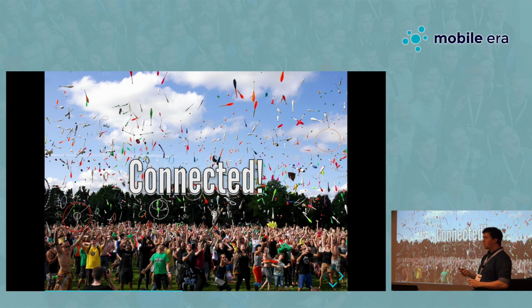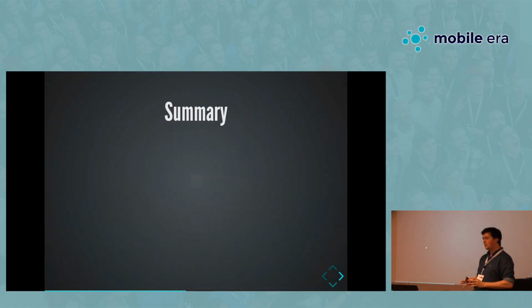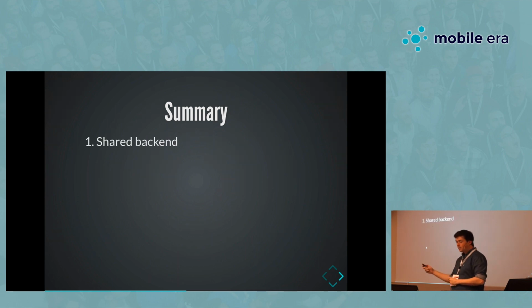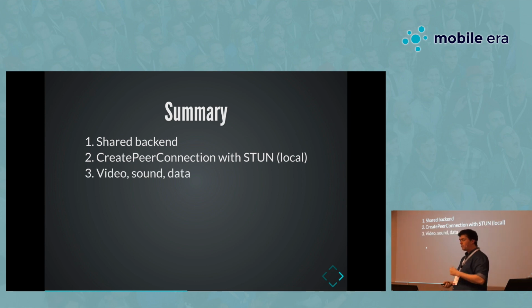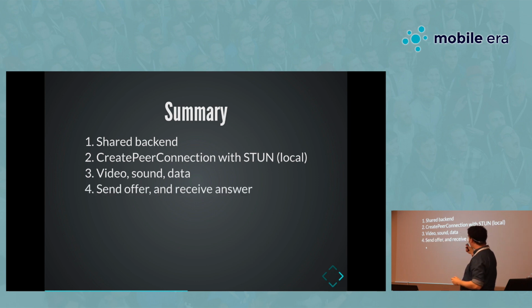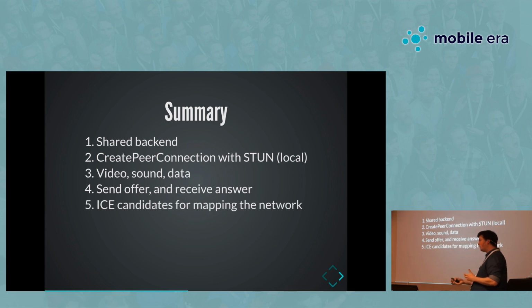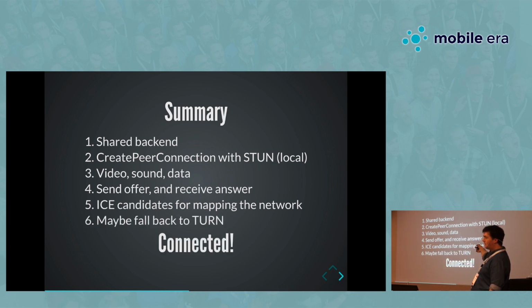So, I think it's important to summarize the steps in one page just to see it's actually not that hard when you think about it. You just meet at the shared backend. You create a peer connection with STUN. STUN was just a way of finding your public IP and port. You get video, sound, and data. You send an offer and receive an answer. ICE candidates map out the network between you, finding the optimal way to connect. You might fall back to TURN if the firewall blocks you, and you're connected. How to do WebRTC in 6 simple steps. And yeah, just take an image of that if you want to.